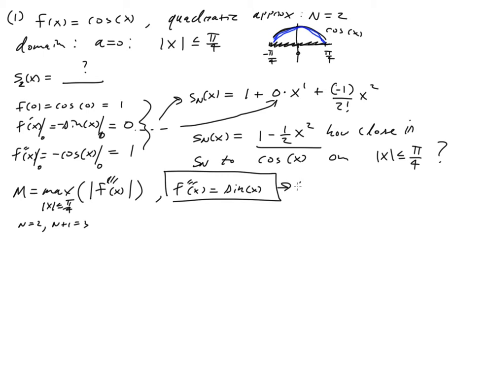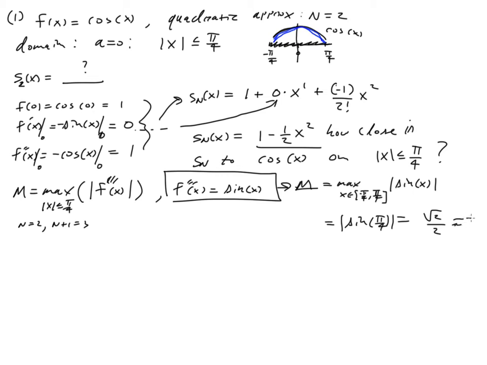So that means that my M number is going to be, I have to find it, it has to be the maximum of x on this interval, negative pi over 4 to pi over 4, of the absolute value of sine of x. Okay. All right, so it should be pretty clear that this has to be the absolute value of sine at pi over 4. Okay, and that of course is going to be the square root of 2 over 2. Check your tables there.